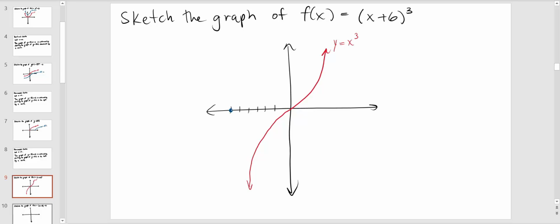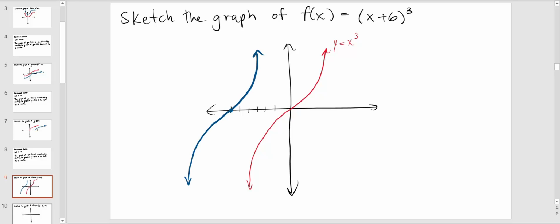We're going to plot the point at negative 6, comma 0, shifting the base graph, our library function, 6 units to the left. And now we draw the same basic shape. I want you to notice that my graph does not look perfect. It doesn't even look like a direct translation of the red graph. That is not the point of this.